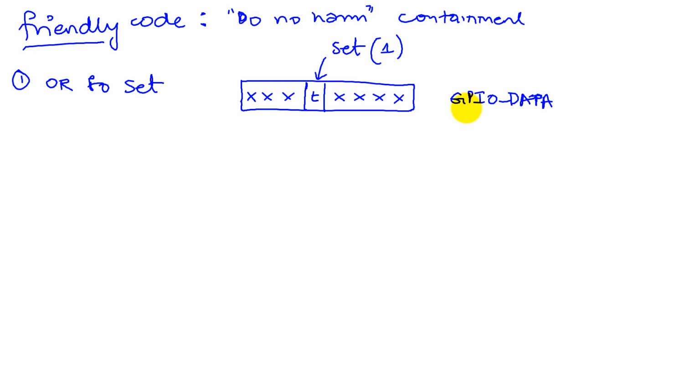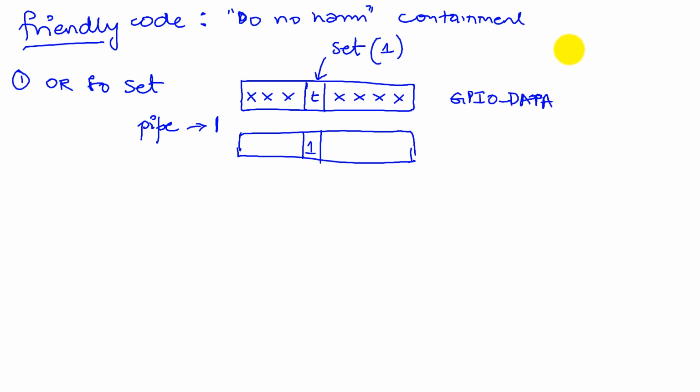If I take this input and perform an OR operation in C, the OR operation is a pipe symbol. So if I do a bitwise OR operation so that I OR this bit with a 1, what I will get is, and this is the thing to remember from Boolean logic, any bit B, when OR'd with a 1 becomes a 1. Any bit B, on the other hand, when I OR it with a 0, remains as B.